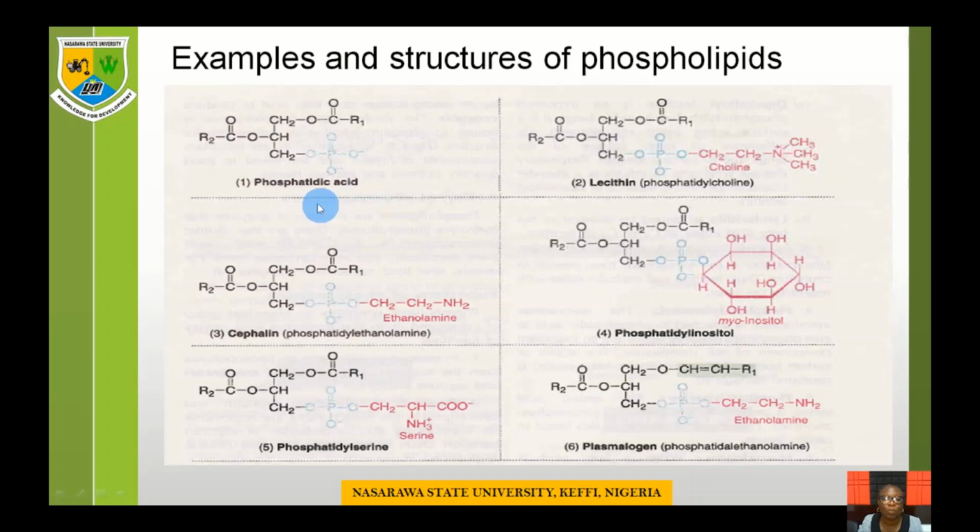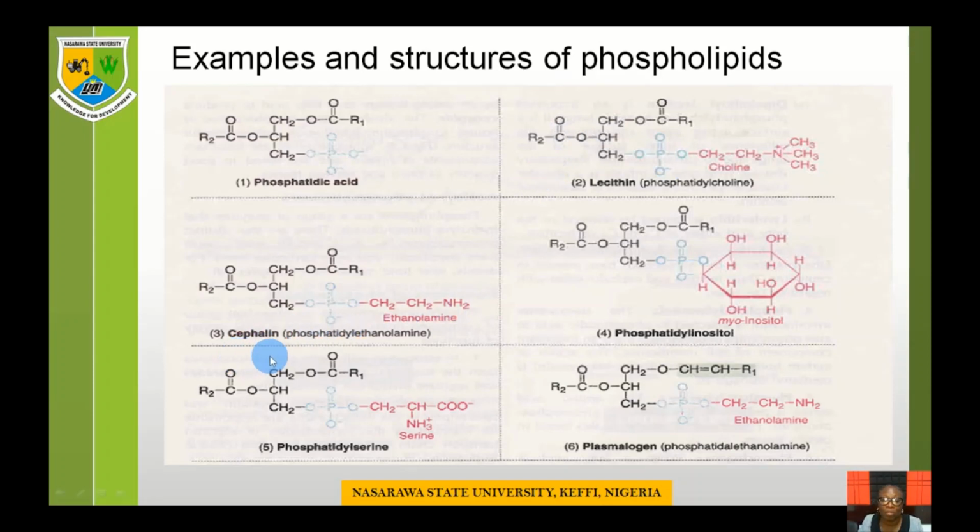Now, these are examples and structures of phospholipids. The first one is phosphatidic acid. Phosphatidic acid has only a phosphate group attached to the diacylglycerol, so to say. Just the phosphate group alone. So this is phosphatidic acid. Number 2 is phosphatidylcholine. It is also known as lecithin, and contains choline attached to the phosphate group, which is attached to the diacylglycerol.